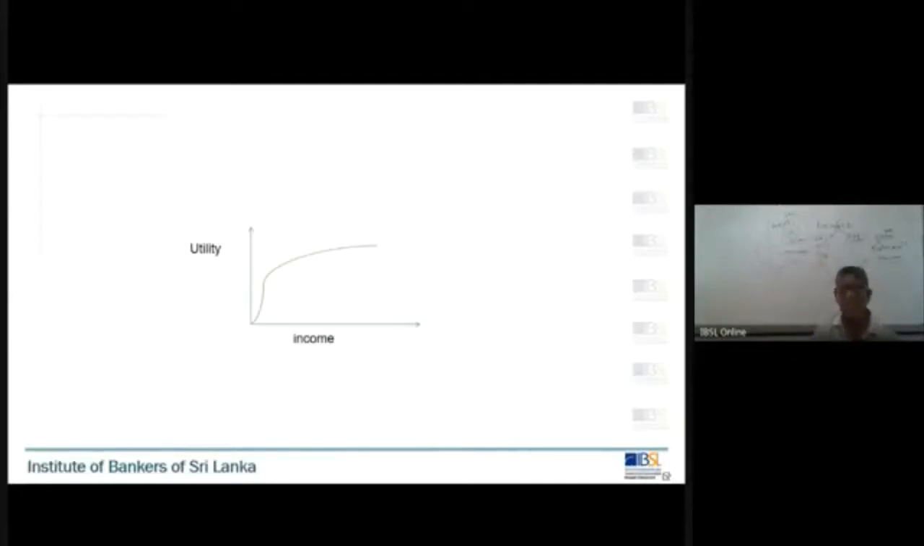So therefore, what we have learned now, we identified three types of investors. What are the three types of investors? Risk lover, risk neutral, risk averse. Clear?